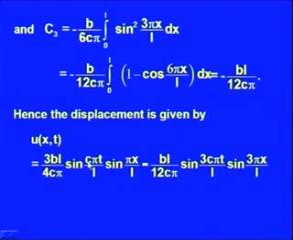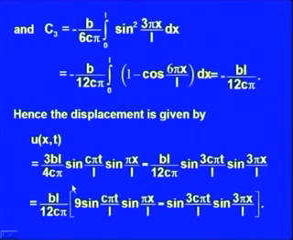c pi sin c pi t over L into sin pi x over L. This is the term corresponding to C1, and this is the term corresponding to C3. So, we have minus bl over 12 c pi sin 3 pi ct over L into sin 3 pi x over L, which can further be written as bl over 12 c pi into 9 sin c pi t over L into sin pi x over L minus sin 3 pi ct over L into sin 3 pi x over L.